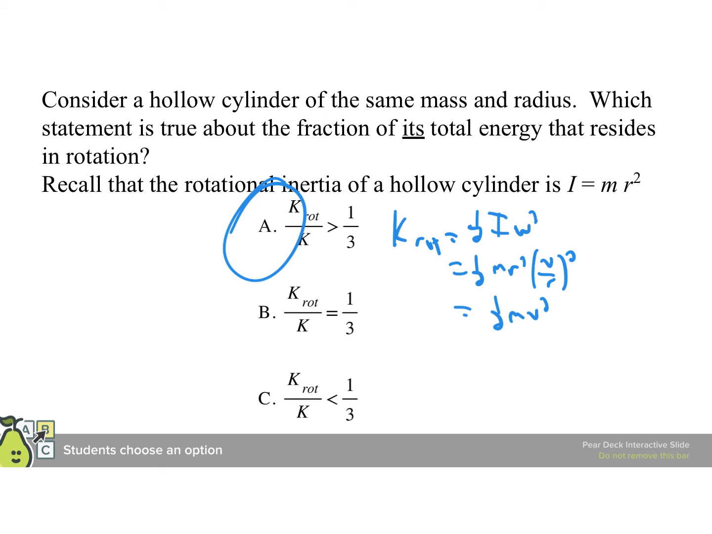Objects that have larger rotational inertias will end up storing a larger fraction of their kinetic energy in rotation. It's hard to get them moving, and then it takes more energy to get them moving at that speed, so they store more energy in that speed.